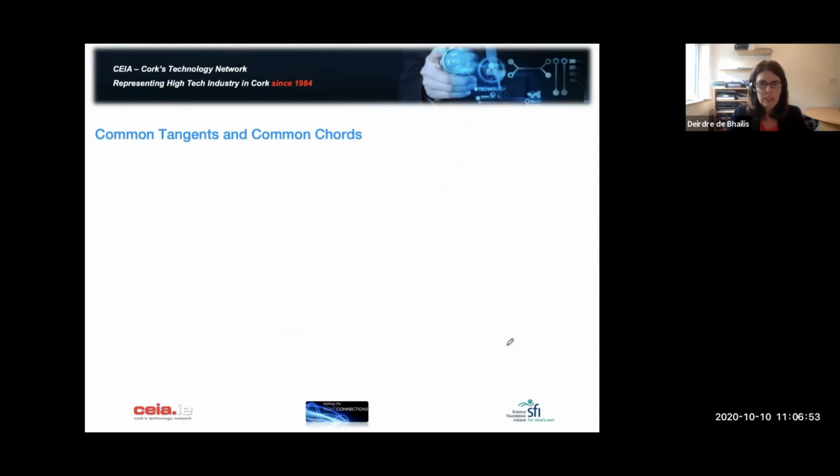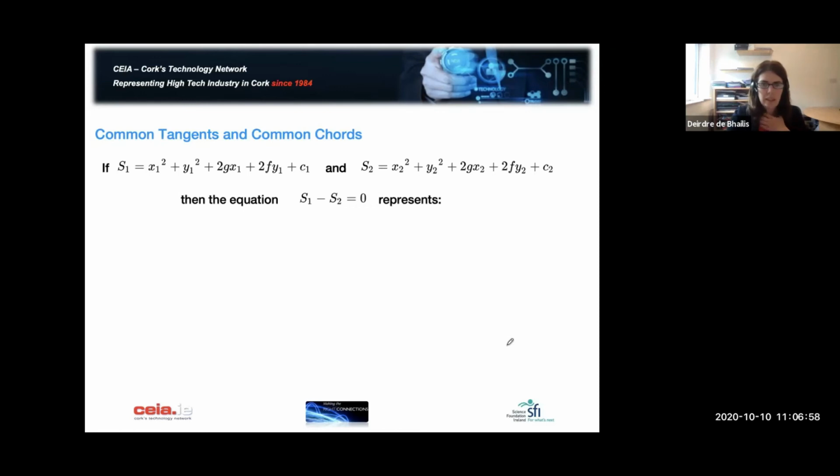So common tangents and common chords, what are they? If we have 2 circles, S1 and S2, then when you subtract one equation from the other, what you get is a line, because essentially if you're subtracting x squared and y squared from each other, which will be the case in every circle, the squared components will go away and you will be left with an x, a y, and a constant component, which is the format for the equation of a line.